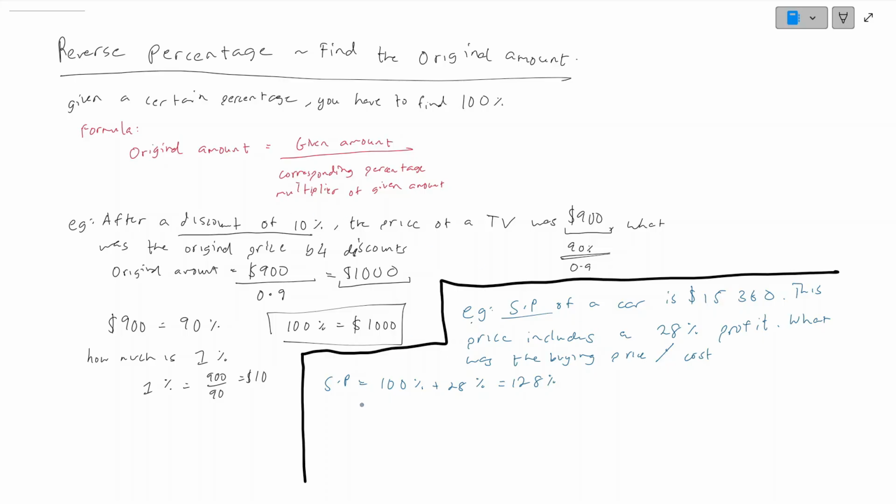And using the formula, the original is equal to the given amount, which is 15,360, divided by the corresponding percentage multiplier. The percentage is 128%. The percentage multiplier will then be that divided by 100, changing it into a decimal, which will give you 1.28, which then tells us that the original price, using that formula, is just $12,000.